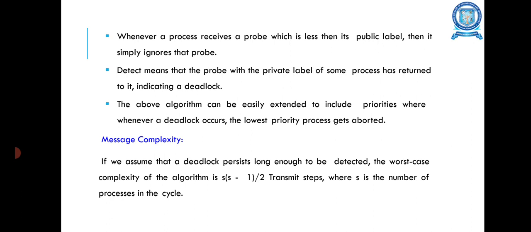Whenever a process receives a probe which is less than its public label, it simply ignores that probe. Detect means that the probe with the private label of some process has returned to it, indicating a deadlock. The above algorithm can be easily extended to include priorities, where whenever a deadlock occurs, the lower priority process gets aborted. The complexity: if we assume that the deadlock persists long enough to be detected, the worst case complexity of this algorithm is S(S-1)/2 transmit steps, where S is the number of processes in the cycle.